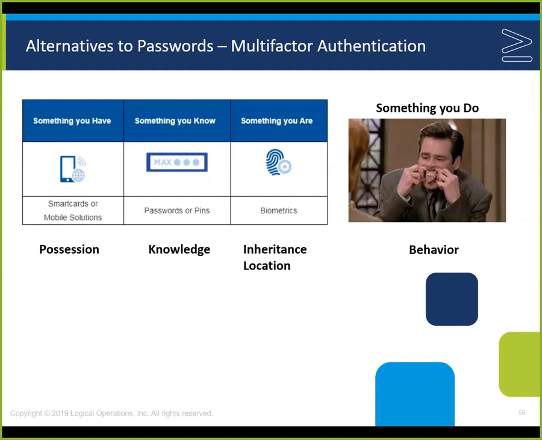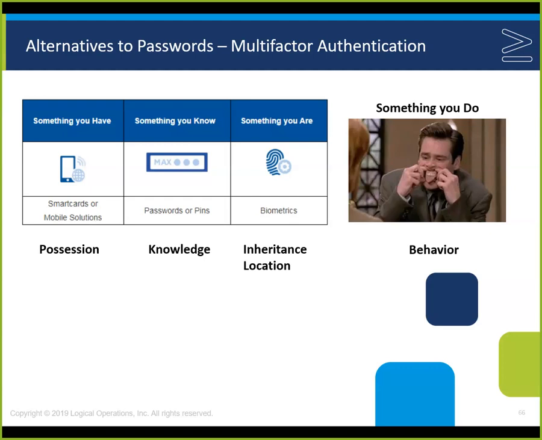Alternatives to passwords and multi-factor authentication. Things that we would prefer to do, and in the multi-factor, something we know, something we have, something we are, and then something we do, the behavior, and some place that we are. Some authentications, you've got to be in a specific location before you can actually authenticate. Behavior, things like your handwriting could be a behavior, something that you do.